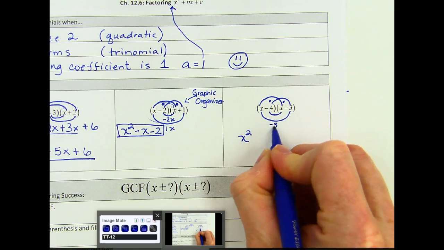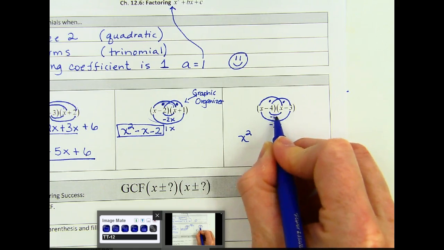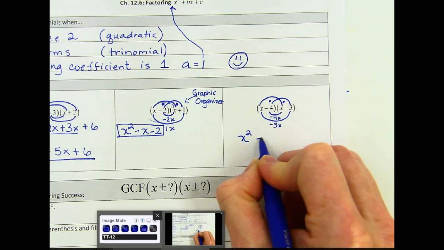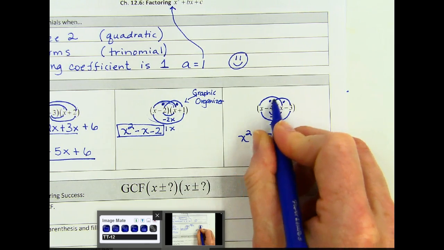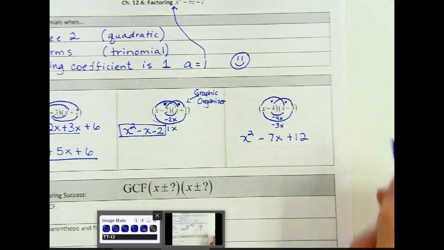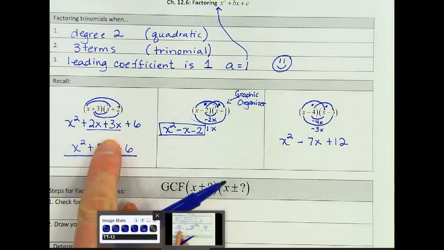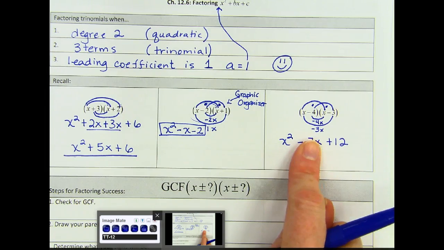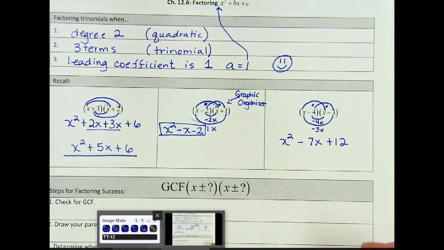Outer is negative 3x. Inner is negative 4x. So that's going to give me a negative 7x. And then last is going to give me a 12. So you're doing the same exact thing as you do over here. You're just drawing your loops different to make a cute little face.